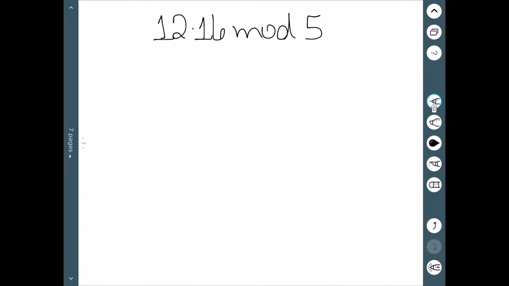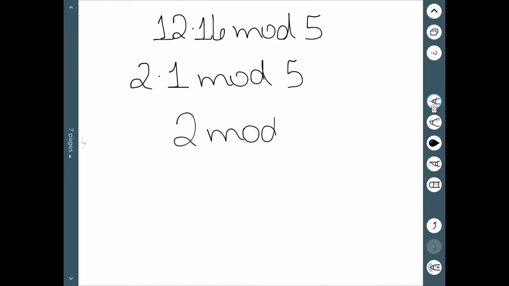As a second example, let's multiply 12 times 16, mod 5. In this case, we may not want to actually multiply 12 times 16 first because that can be kind of more difficult since we're dealing with bigger numbers. However, we know 12 mod 5 is 2, and 16 mod 5 is 1, and 2 times 1 is 2. Therefore, our answer is 2 mod 5.